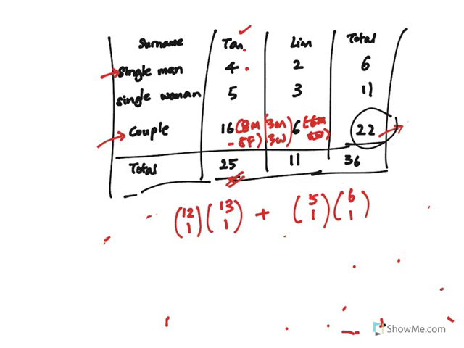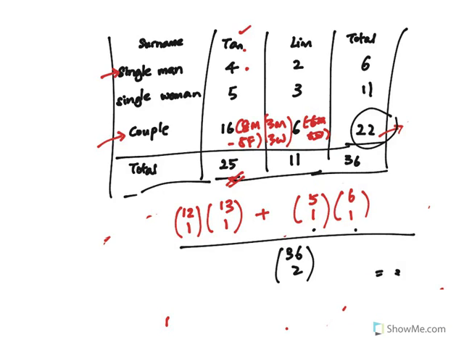So on the numerator, this is the number of ways of choosing a man from Tan and a woman from Tan, plus a man from Lim and a woman from Lim. And the denominator will just be 36 choose 2, the total number of ways. So my answer here finally works out to be 31 over 105. Now it's quite troublesome, but you really need to think carefully. A man and woman with the same surname doesn't mean they are married. They can be both single, one single and one married, or both married.